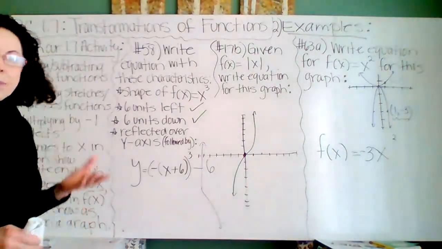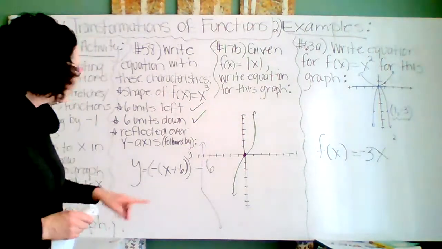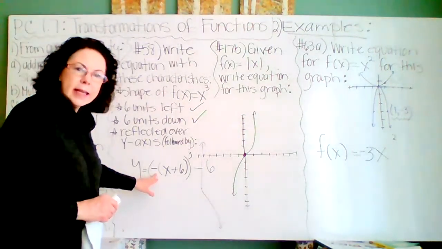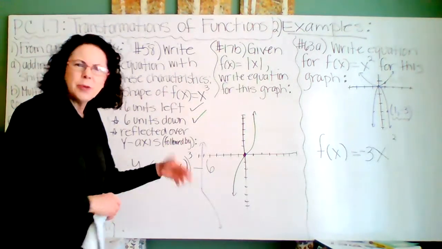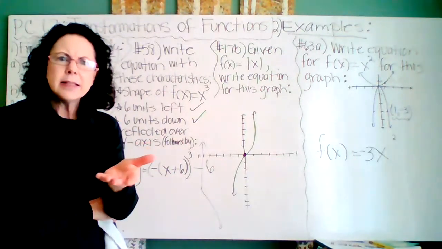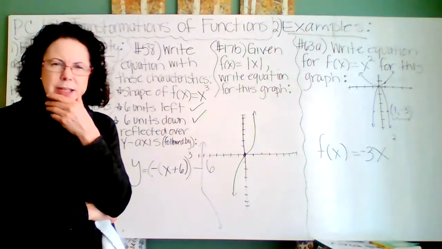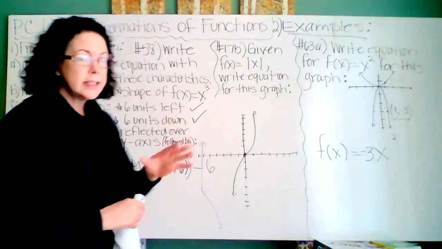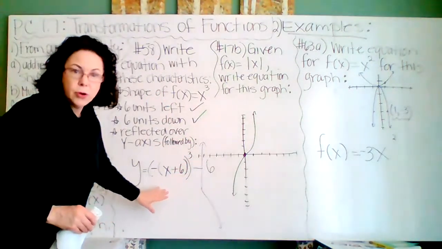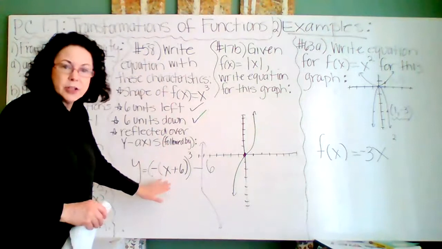Now, this can be confusing for students because notice if I multiply by a negative inside parentheses, it would say a negative x minus 6, and you'd be like, minus 6? Isn't that going to make it move to the right? You know, when it's a minus? And this is because of the order that you do these transformations in.